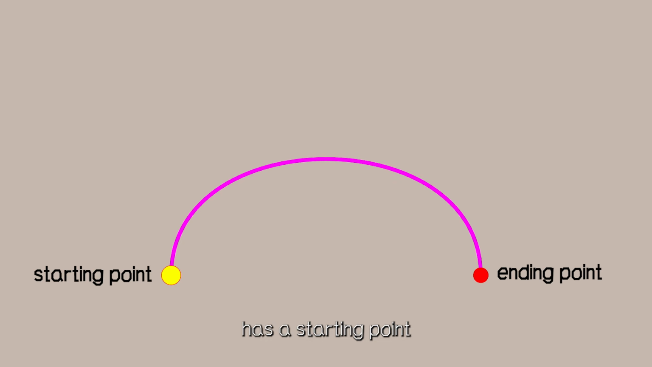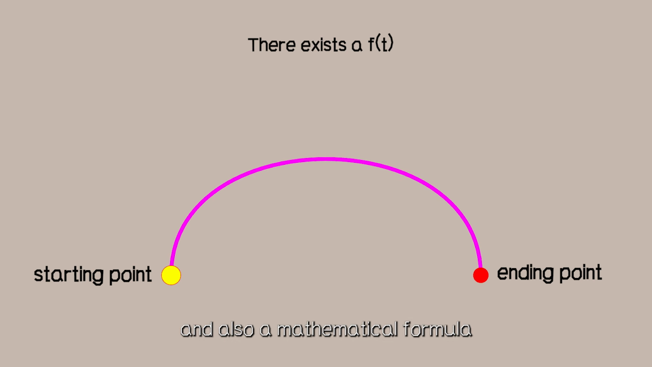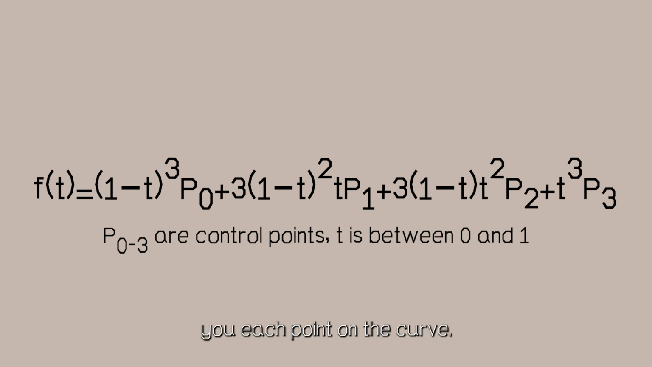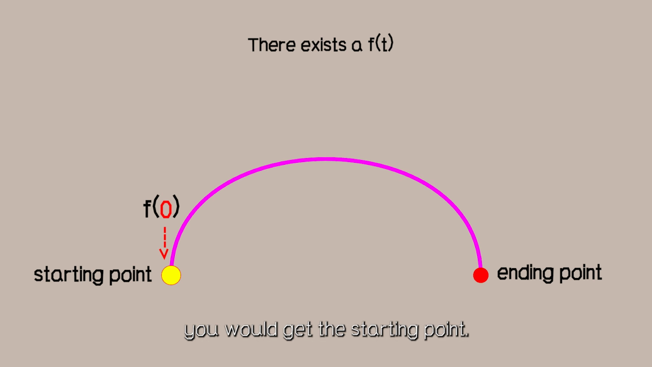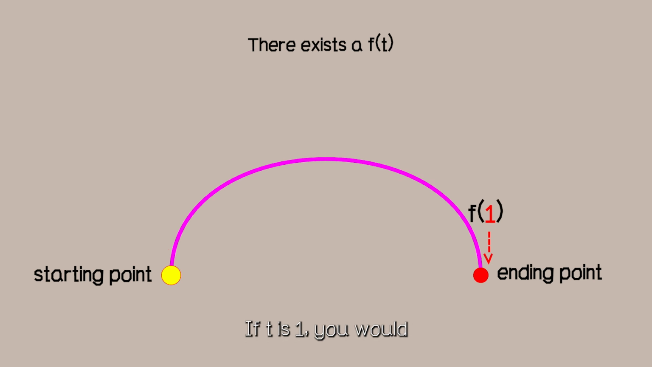Every Bezier curve has a starting point and an ending point, and also a mathematical formula that gives you each point on the curve. I will skip the mathematical details of this formula, but basically you have a function like this where you can plug in those 4 points and the t value to get any point on the curve. If t is 0, you would get the starting point. If t is 1, you would get the ending point.